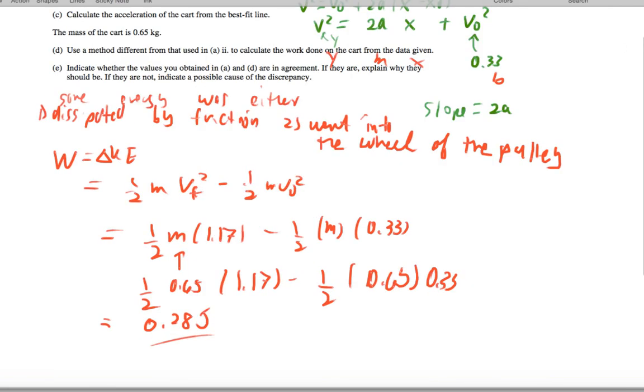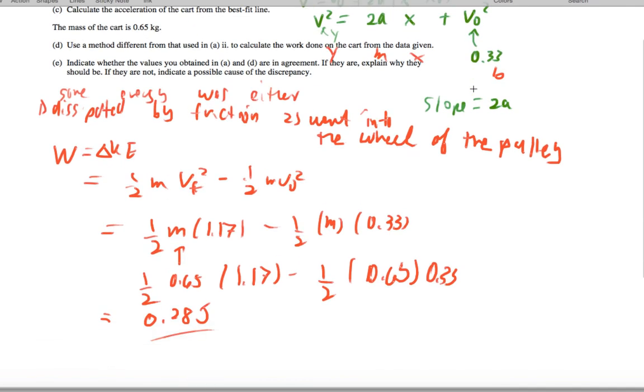So that's it for the second free response question, and I will put all this together in Haiku and push it out to you right now.